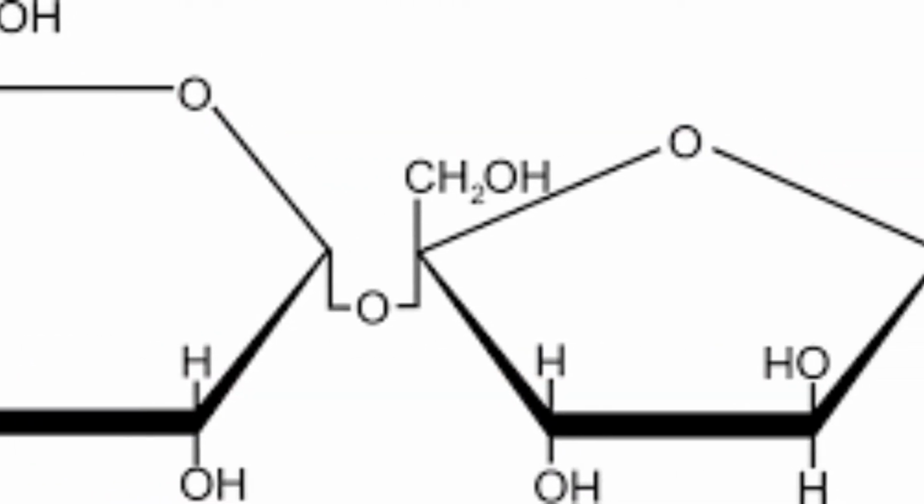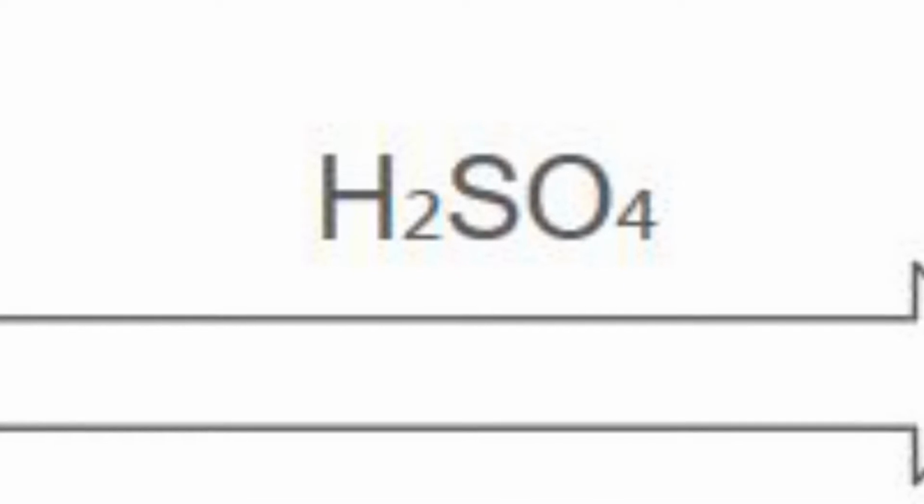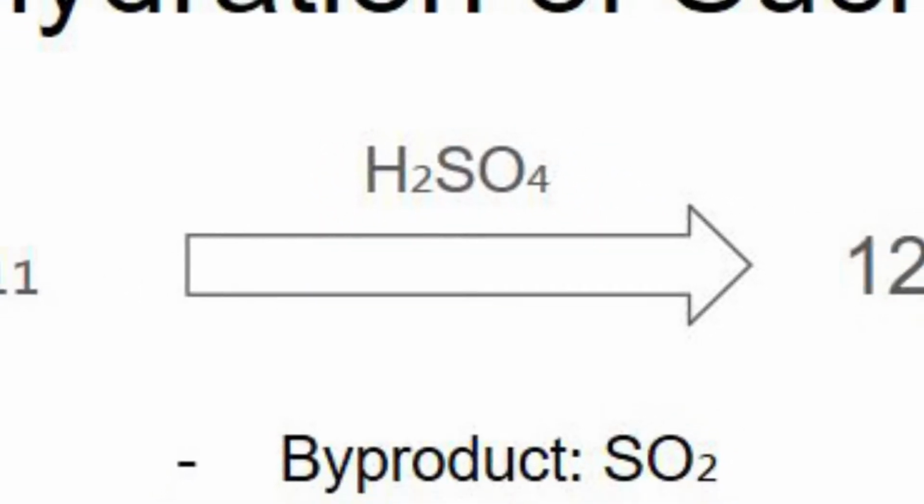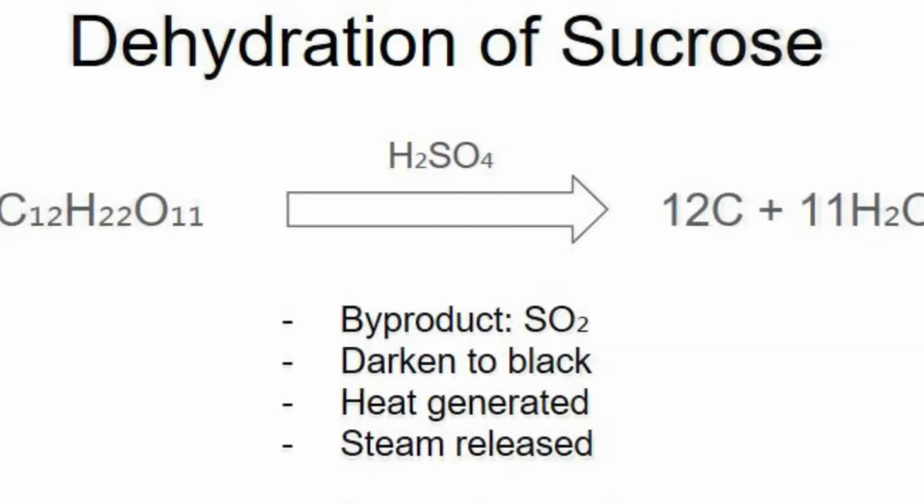The dehydration of sucrose utilizes sulfuric acid as a way to separate water molecules from the sugar molecule, creating water in the gaseous phase as well as a black carbon column. This also creates sulfur dioxide gas, which is noxious, so we'll be using a fume hood.